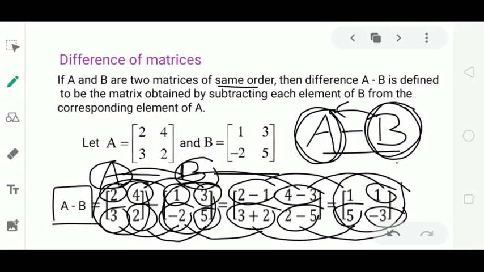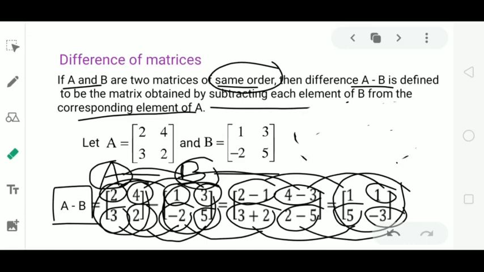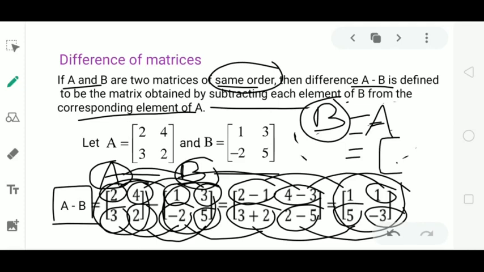Now look at the definition. If A and B are matrices of same order, then the difference A minus B is defined to be the matrix obtained by subtracting each element of B from the corresponding element of A. Similarly, suppose if we have to find B minus A instead of A minus B, then B minus A is a matrix obtained by subtracting elements of A from corresponding elements of B. That is, you can also say it is a matrix obtained by taking elements of B minus corresponding elements of A. So you can write this matrix as, here we consider first matrix as B, second matrix as A.